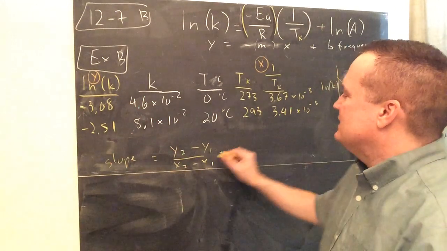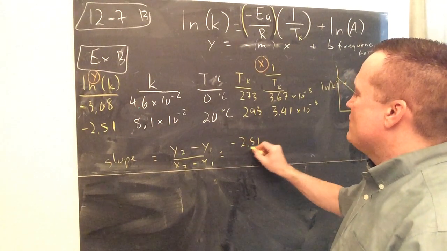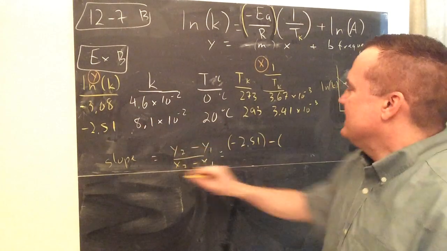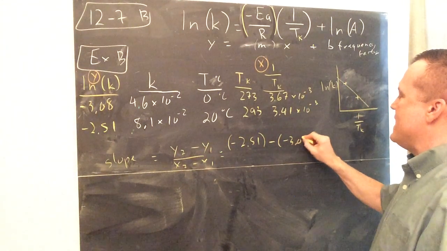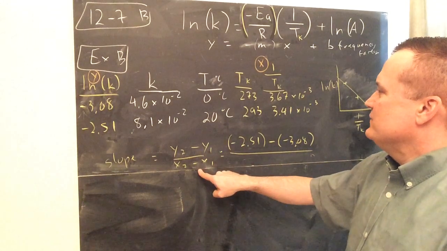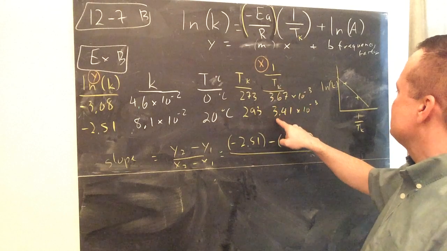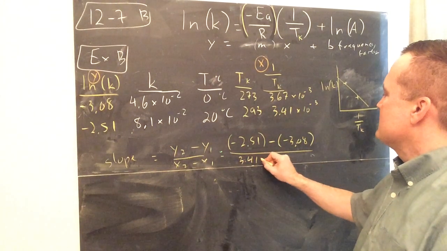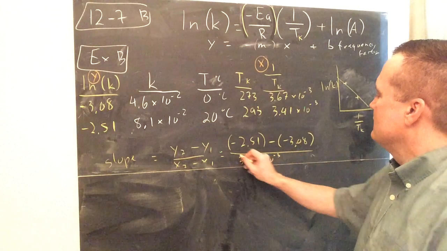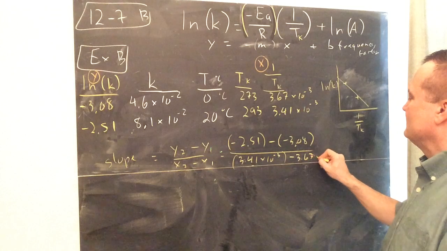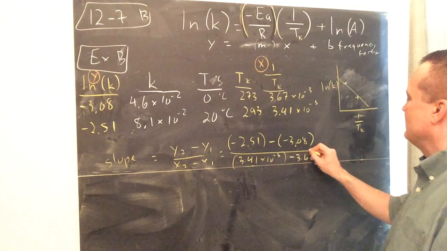So Y2 is negative 2.51 minus negative 3.08. Now X2 is, on this axis, 3.41 times 10 to the negative 3, minus 3.67 times 10 to the negative 3.